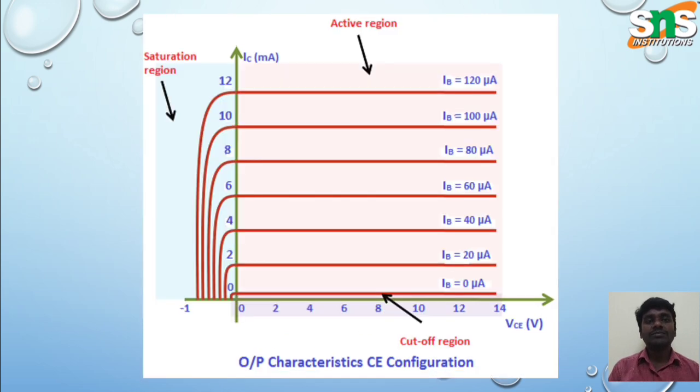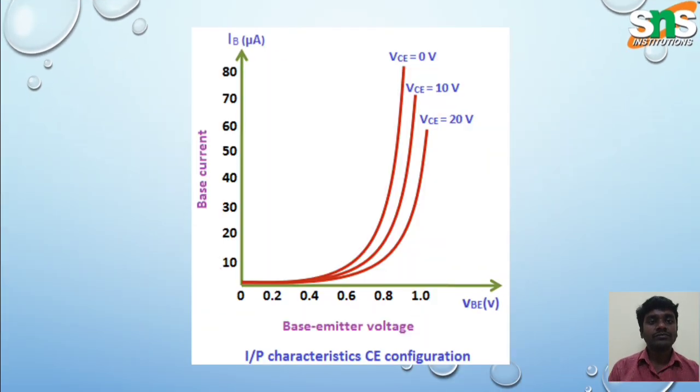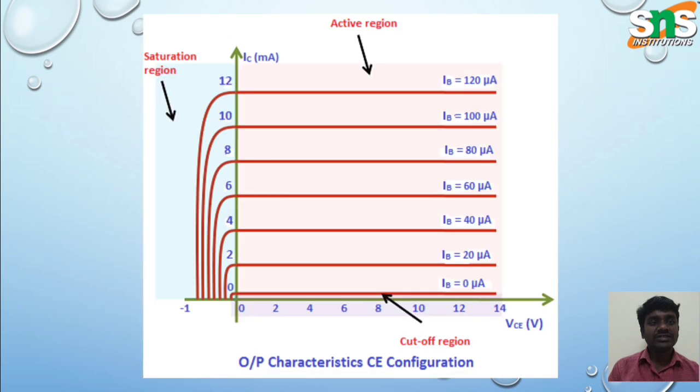Then this is the output characteristics of the common emitter configuration. In the output we have the x-axis VCE and the y-axis IC. We maintain IB constant. If IB, the base current, is 0, the transistor is working in the cutoff region. So this is the cutoff region.